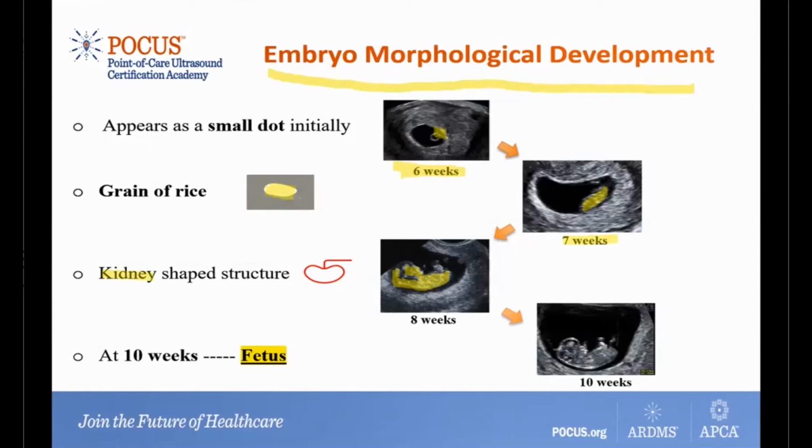The size increases. And at about 10 weeks gestation, we do not call it the embryo anymore. We actually have a new name for it. We call it the fetus. So make sure you use the right terminology. After 10 weeks gestation, we do not call it an embryo anymore. It's going to be a fetus.